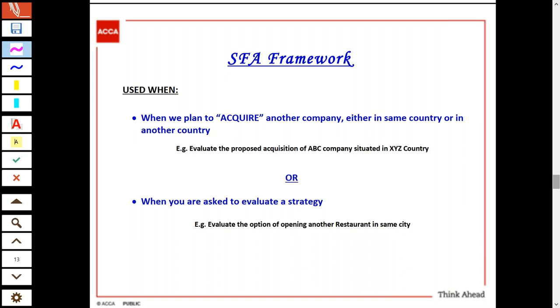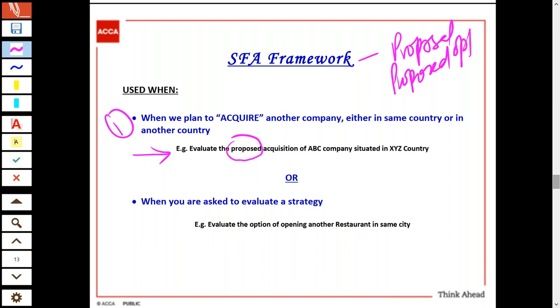There are two possible scenarios. Okay, the first scenario is when we plan to acquire another company, either in the same country or in another country. So the question would say, for example, evaluate the proposed acquisition of ABC company situated in XYZ country, or it could be the same country as well. So what are the keywords? Number 1, proposed. SFA model is always used for a proposal. You will see the word a proposal or a proposed option. So basically it is futuristic. Okay, so when you see the word evaluate the proposed, that should indicate to you that it's a SFA thing.